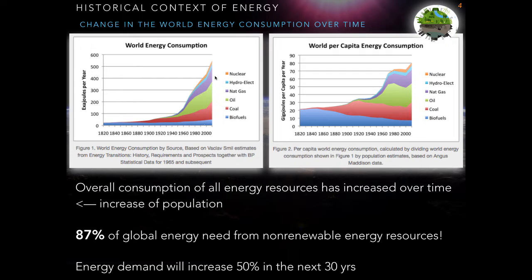Only a small portion on this graph is shown in light blue, made up by hydroelectricity, and some of the nuclear, which is also considered non-renewable energy.